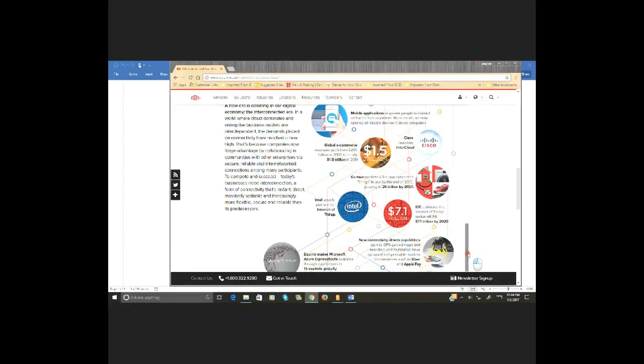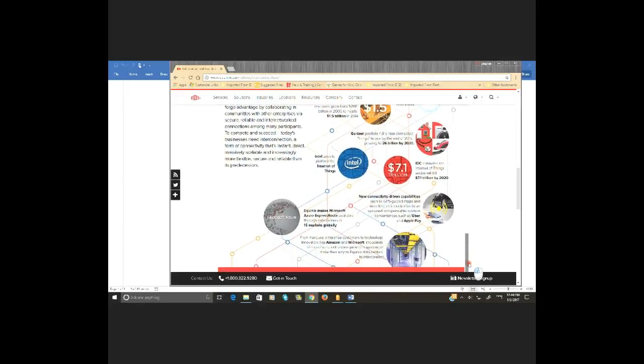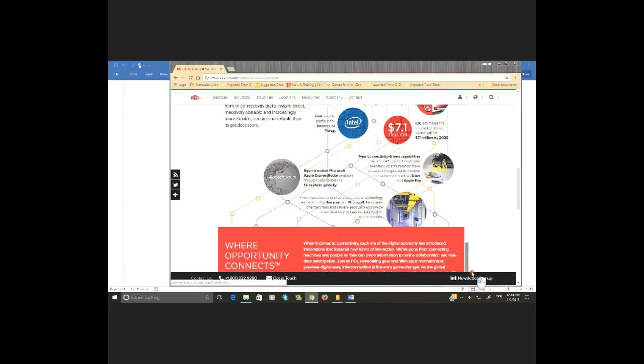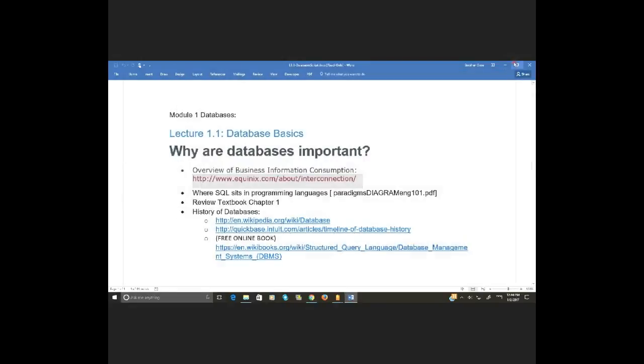$1.5 trillion in 2014. $7.1 trillion by 2020, and the introduction of the brand new concept of the Internet of Things. That's an interesting concept. We're going to cover that in the very last module of our course. I just wanted to give you a brief view of what's happening as far as data consumption on the Internet.